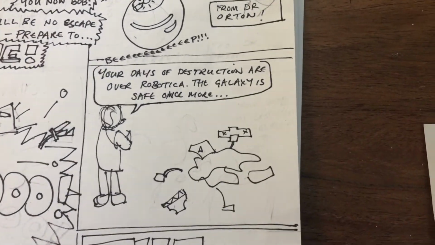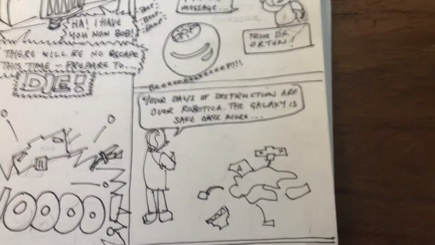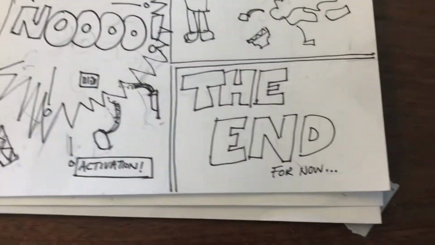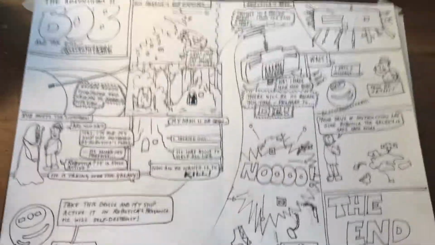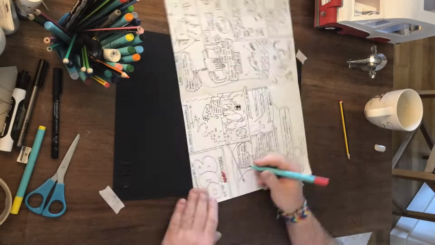"Your days of destruction are over, the galaxy is safe once more." Finished. Robotica is dead. And you can see it's dead because it's got cross eyes at the top. And then at the end, I put "the end for now", because I don't know, maybe I feel like doing another chapter in this book. I'm going to colour it in now and see what's what.